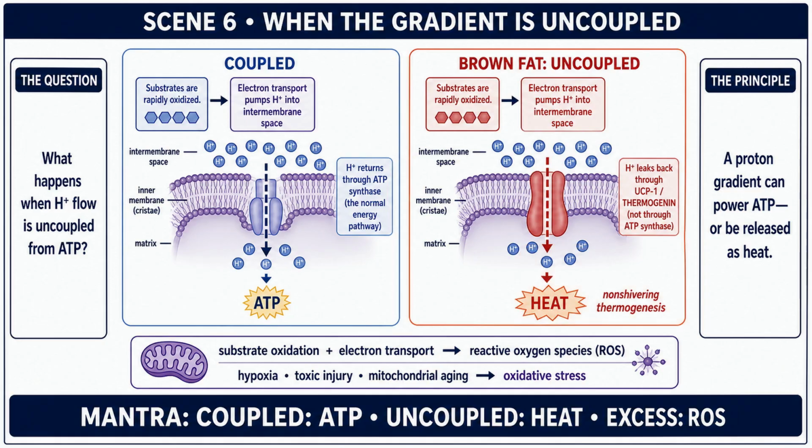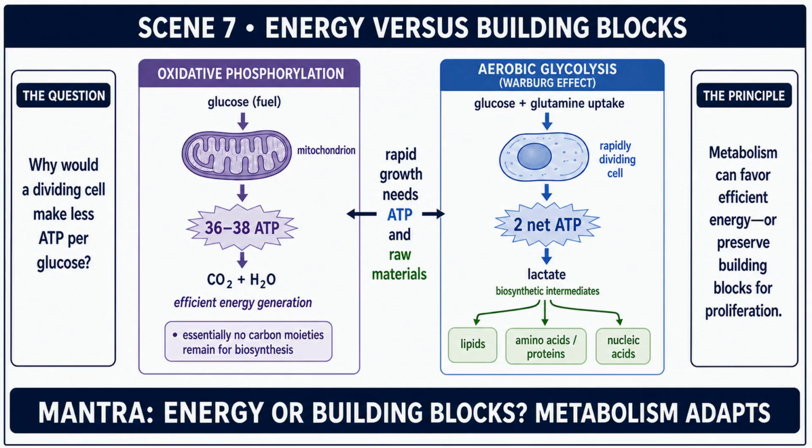The same process also helps explain why mitochondria can produce reactive oxygen species. Reactive oxygen species are a natural, usually low-level byproduct of substrate oxidation and electron transport. Hypoxia, toxic injury, and mitochondrial aging can increase this burden and produce oxidative stress. Mitochondrial metabolism is not only about producing the largest possible amount of ATP.